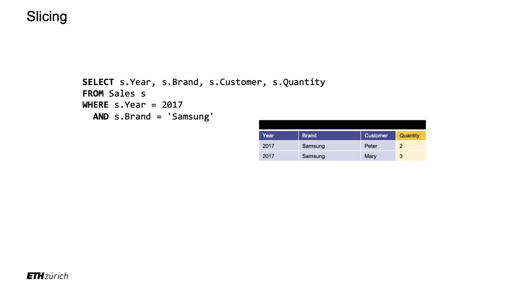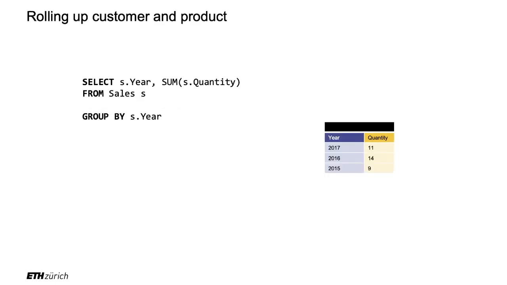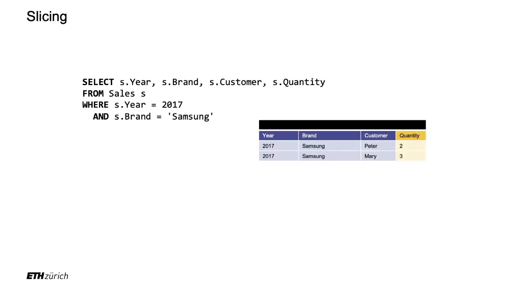Of course, if I want to do it the same way as before, I could also omit the year and the brand in my projection. I could also just have customer and quantity. I could have done this too. That would have been fine too. Okay. Now, but this is easy, right? So slicing a cube is selecting on a table.